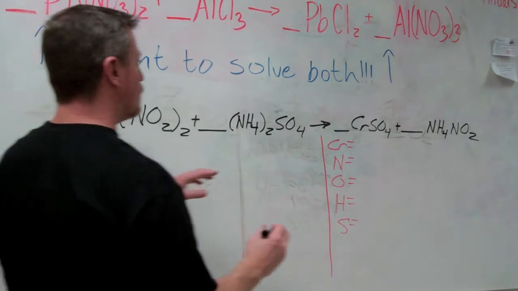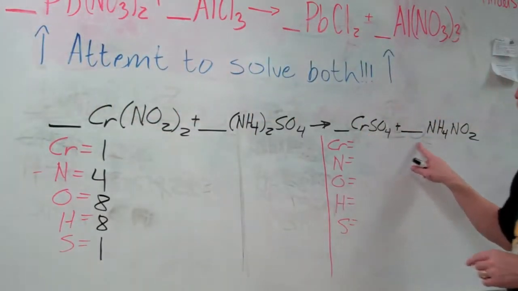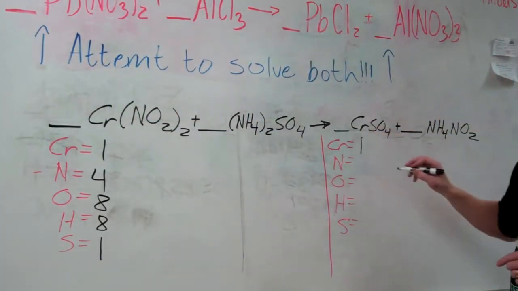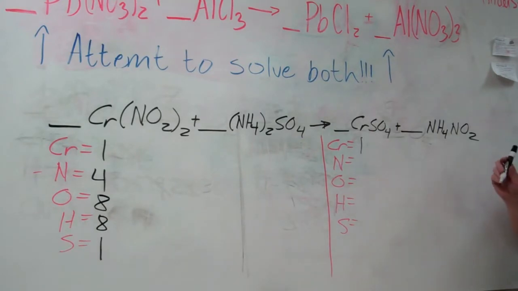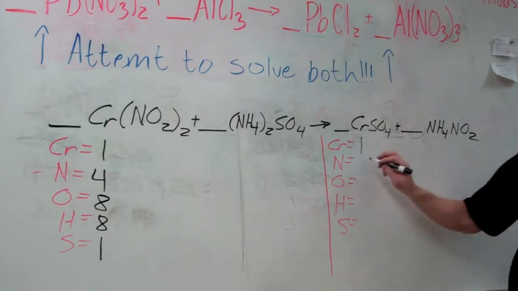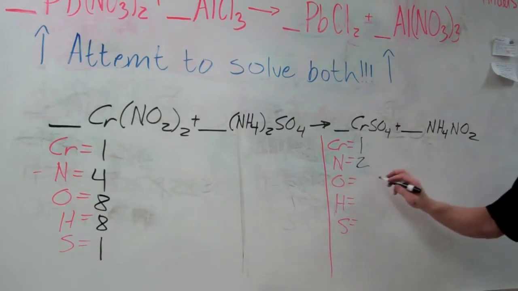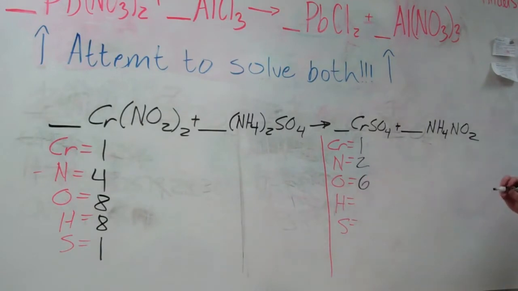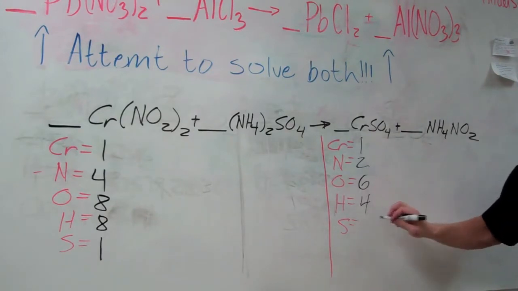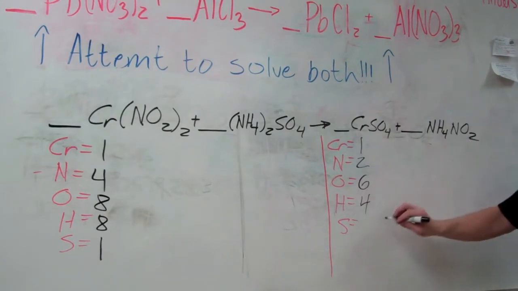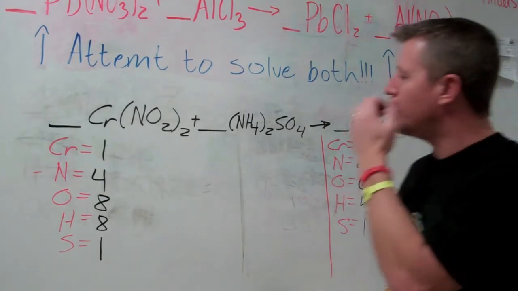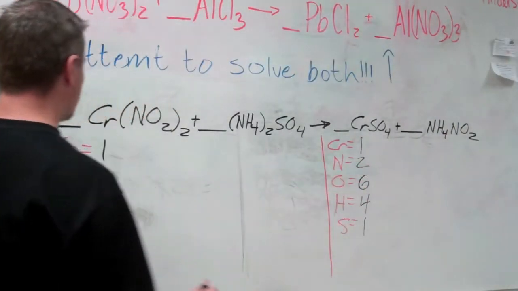Okay, so over here, chromium, how many on this side? 1. How many nitrogens? 2. How many oxygens? 6. 8. 4 there, and 2 there. 8. 6. Okay, hydrogens? You add them. 4 here. Okay, sulfur, 1. Okay, so now then, this could clarify some issues with me.